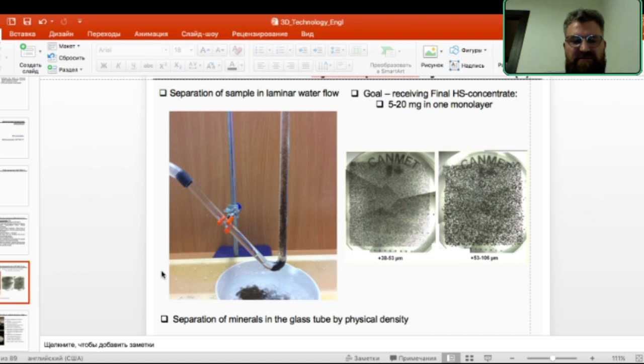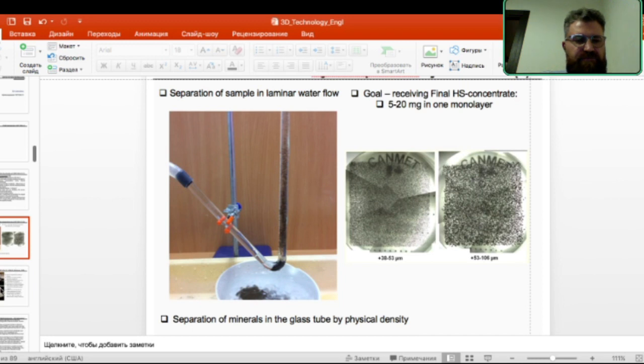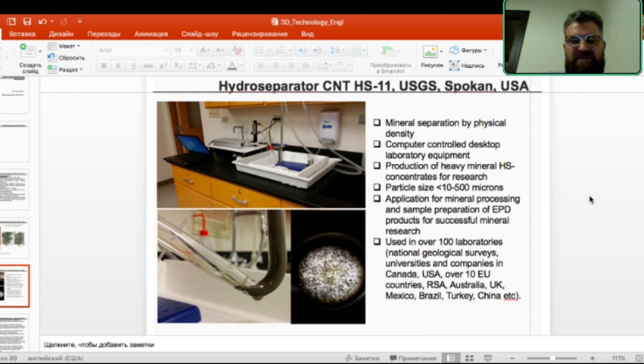So these hydroseparators are set up in different countries nowadays. It's over 100 laboratories using this device. It's either National Geological Service, universities, or companies around the world that are servicing mining companies. As I just said, it's because they need the mineral separation by physical density. Any other method does it.